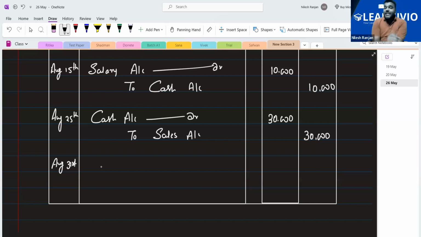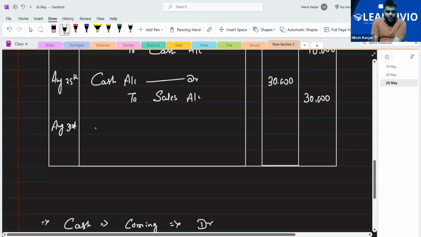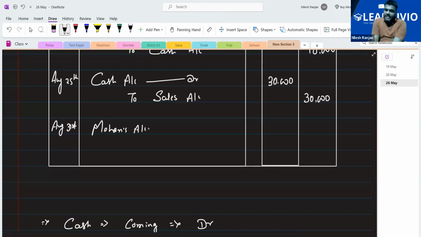Now, if it is written here that sold goods to Mohan for cash, then it is cash. So you have to remember, whenever a name is written in the question, I will write a note for this. And so it will be Mohan account, because a name is a personal account and he is receiving the goods. So receiver. That's why his name is debited. Mohan's account debit to sales account 10,000.